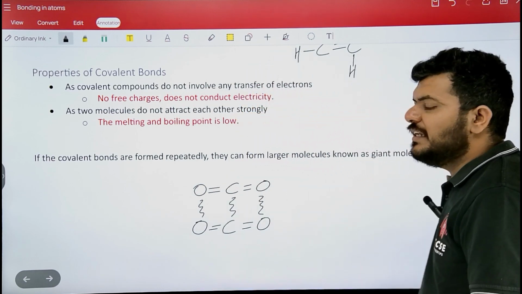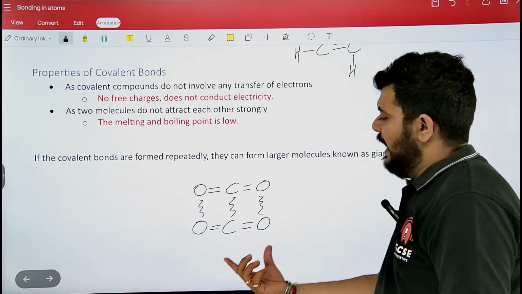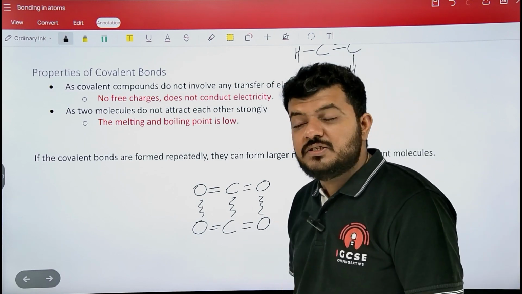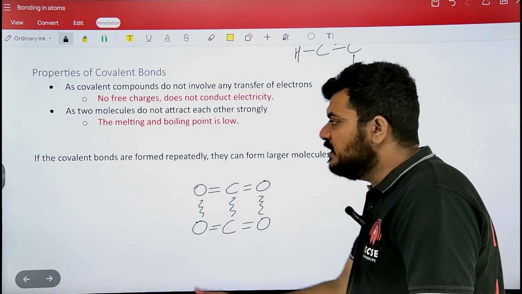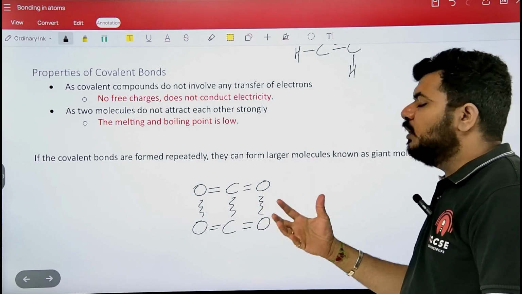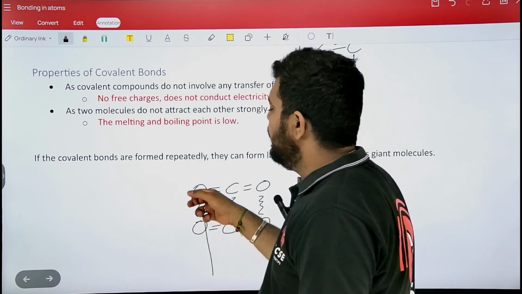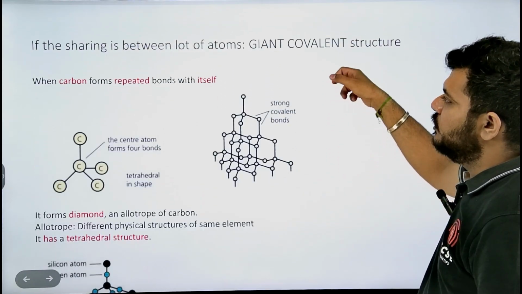Okay, we will see very rarely covalent compounds that are solids. And they don't have any free charges, so they cannot conduct electricity. But if these covalent bonds are formed repeatedly, they can form large molecules known as giant molecules. Let's find out what giant molecules are.